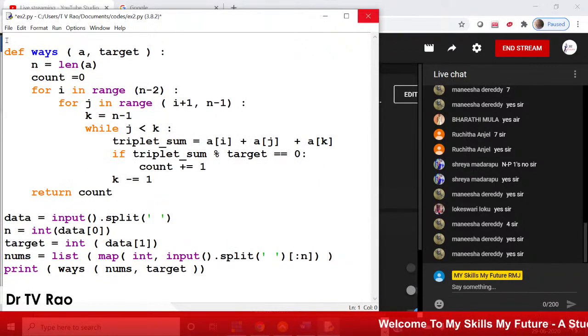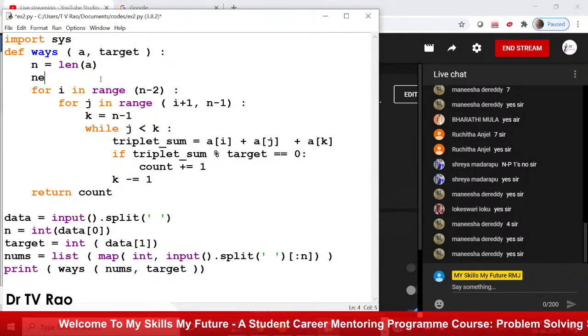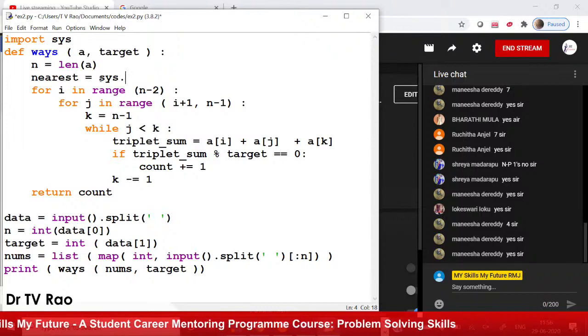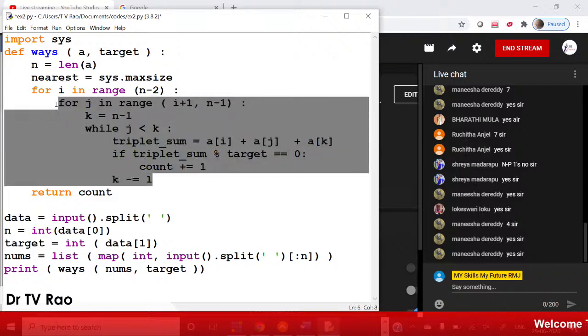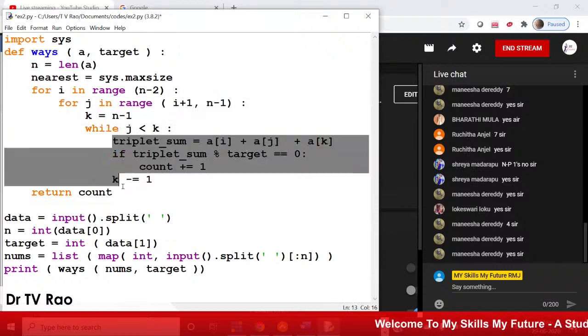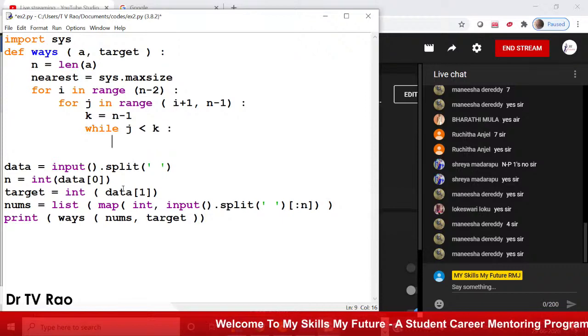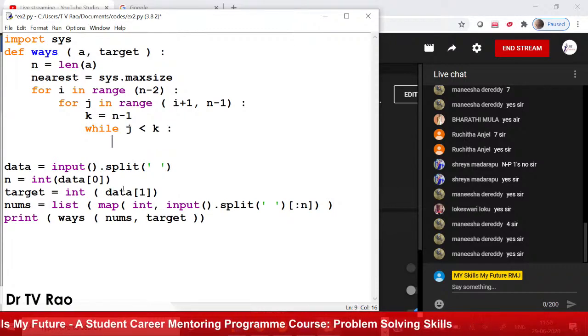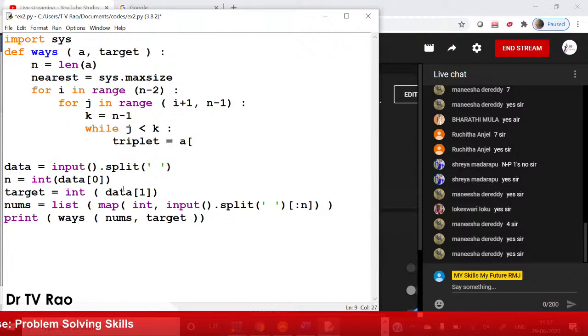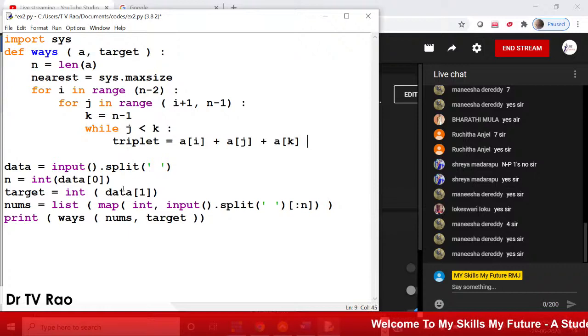Now, import sys. Assume that the nearest number is the maximum number. Okay. Now, the logic is the same. i in range 0 to n minus 2, j in range i plus 1 to n minus 1, k equal to n minus 1, while j less than k. Okay, find out the triplet. It is the sum now: ai plus aj plus ak.